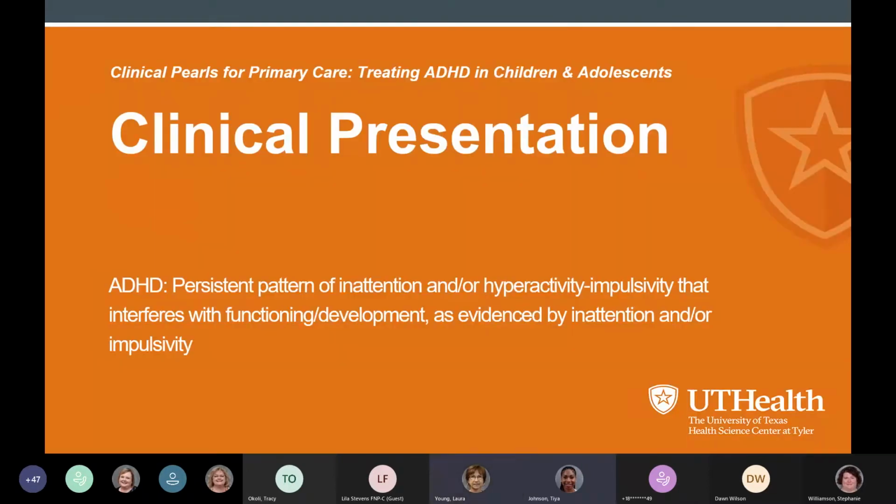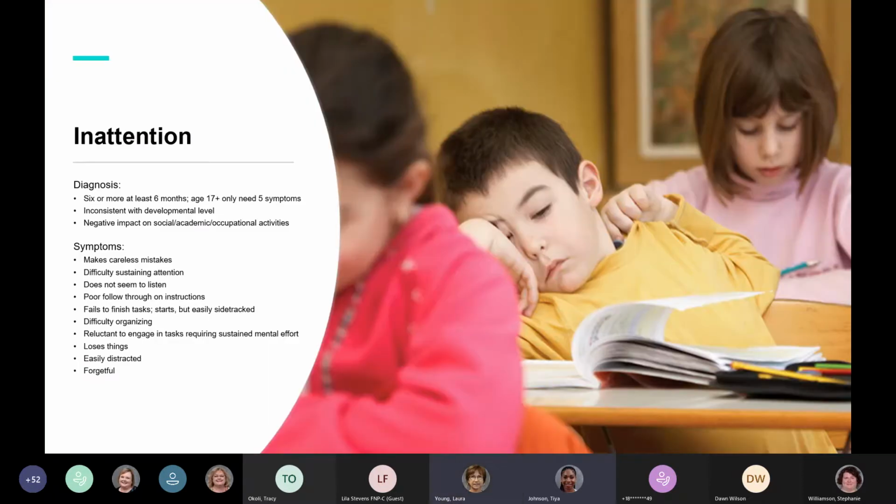So let's go through the clinical presentation first, of how to diagnose and what we're looking for. ADHD overall, according to the DSM-5, is a persistent pattern of inattention and/or hyperactivity-impulsivity that interferes with functioning and/or development. ADHD has two parts, the inattention part and the hyperactivity-impulsivity part.